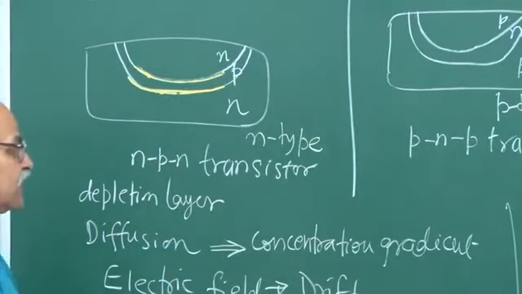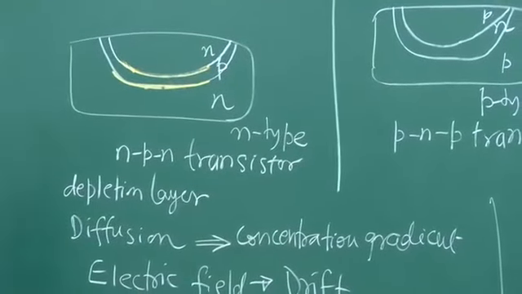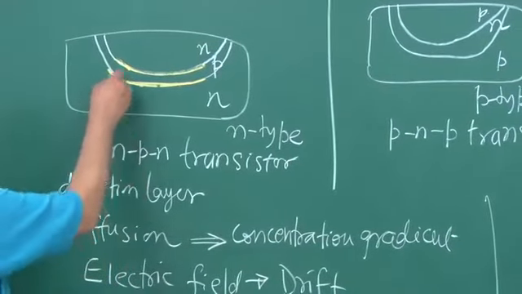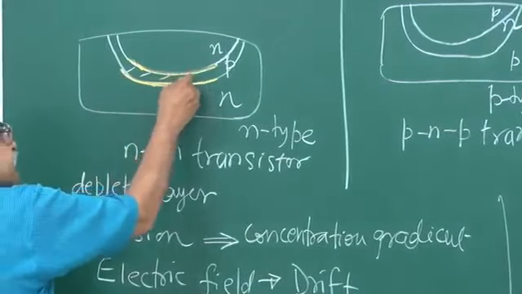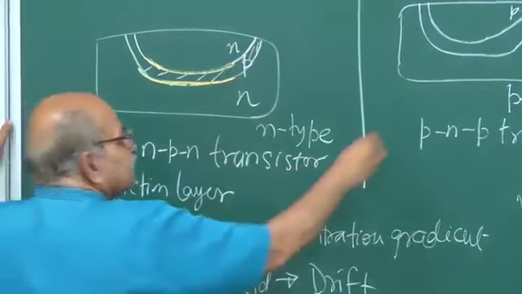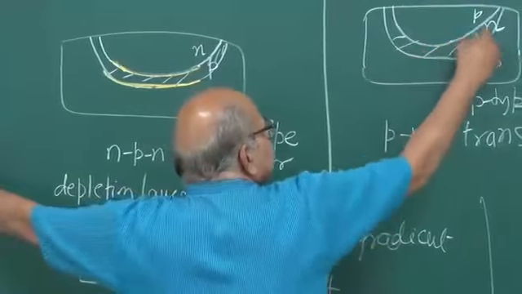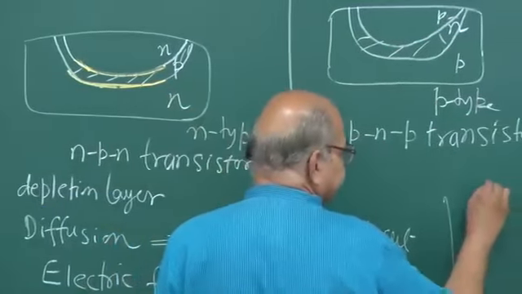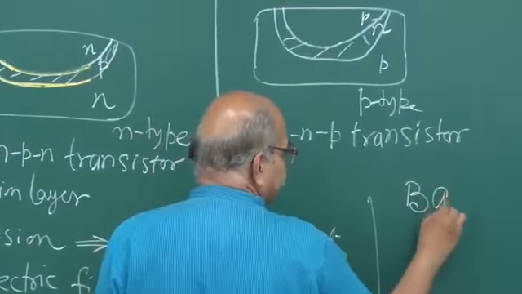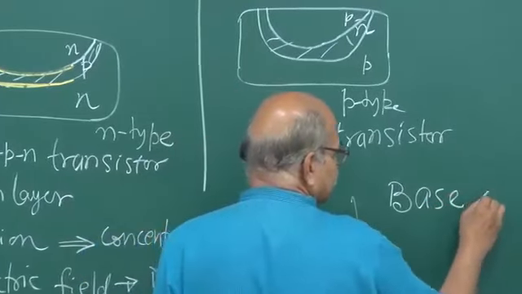Okay. Now there are some characteristics or some names first. First some names. This sandwich layer, this region, this is called the base. This is called the base of the transistor.